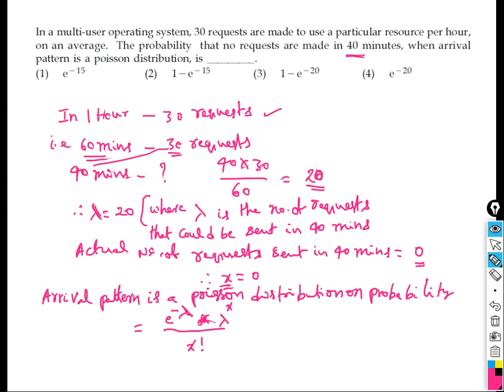Now we can find the arrival pattern because it is a Poisson distribution. Just substitute in the formula e power minus lambda. Lambda value is 20. E power minus 20 multiplied by 20 power 0 divided by x factorial, 0 factorial. 0 factorial is equal to 1. 20 power 0 is equal to 1. So the answer will be e power minus 20. Answer is 4.